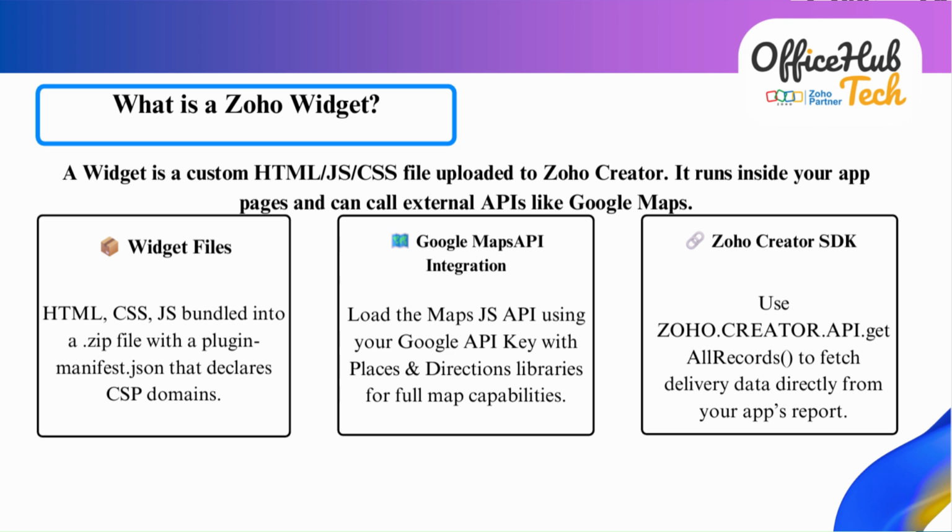The third one is the Google Maps API. You load the Google Maps JavaScript API with your own API key, with Places and Directions enabled. This gives you the map capabilities: geocoding addresses, dropping pins, drawing routes, and everything. So these are the main points of Zoho widgets and Zoho Creator. Now we move into the business use cases.